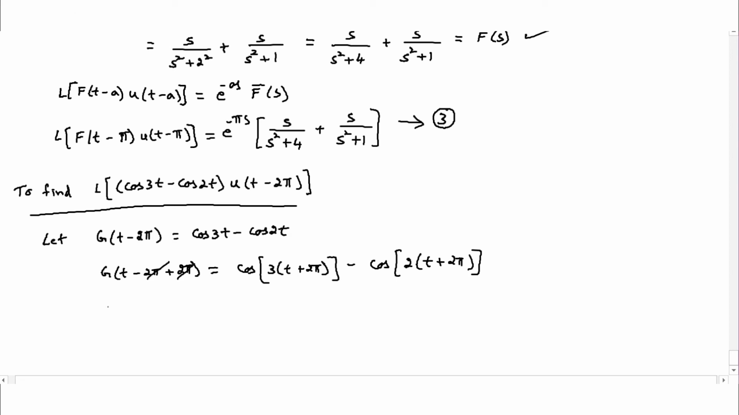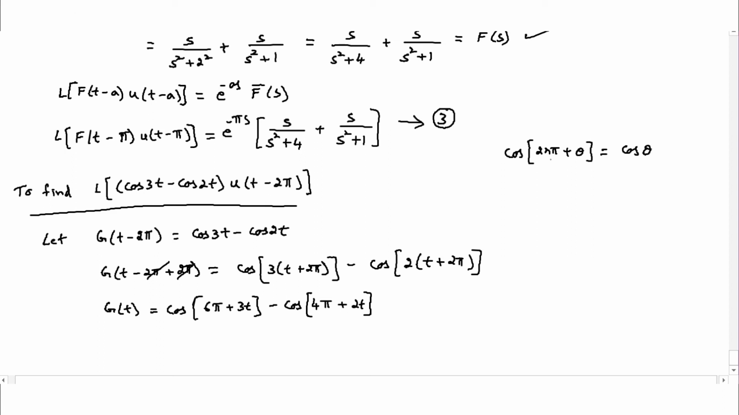So this 2 pi and 2 pi will get cancelled. You will get the value as g of t. That is nothing but cos of, we just try to multiply it, 6 pi plus 3t, minus cos of 4 pi plus 2t. But we know cos of 2n pi plus theta, its value will be cos of theta itself.